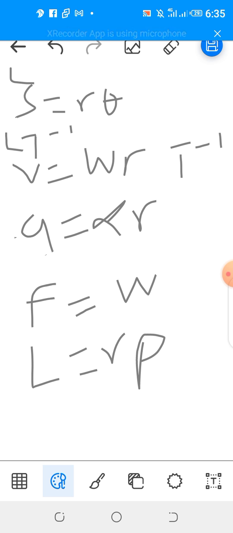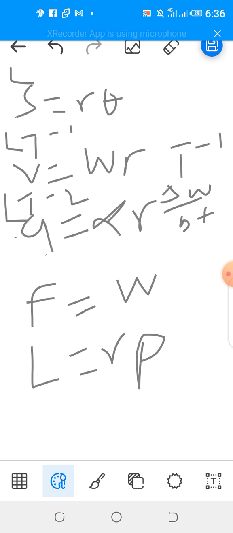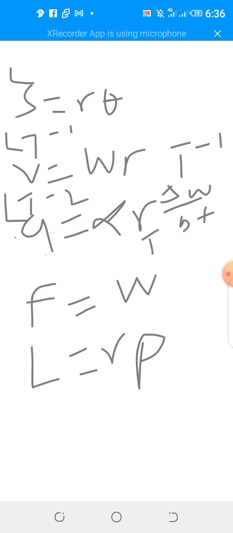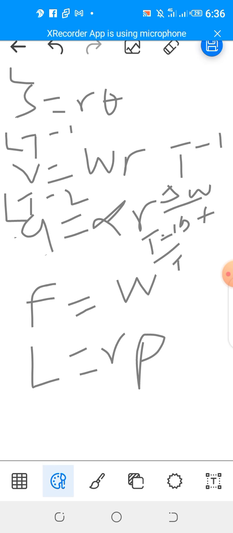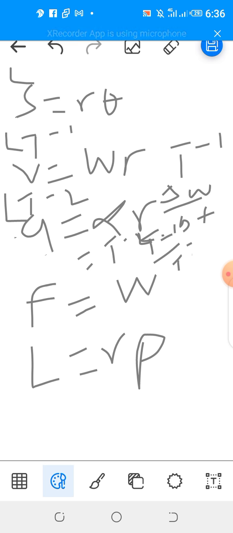Now, the dimension of acceleration is Lt^-2. While the dimension of angular acceleration, remember angular acceleration is change in angular velocity over change in time. And angular velocity itself is t^-1 over t, that equals t^-2. So angular acceleration is t^-2, while linear acceleration is Lt^-2.